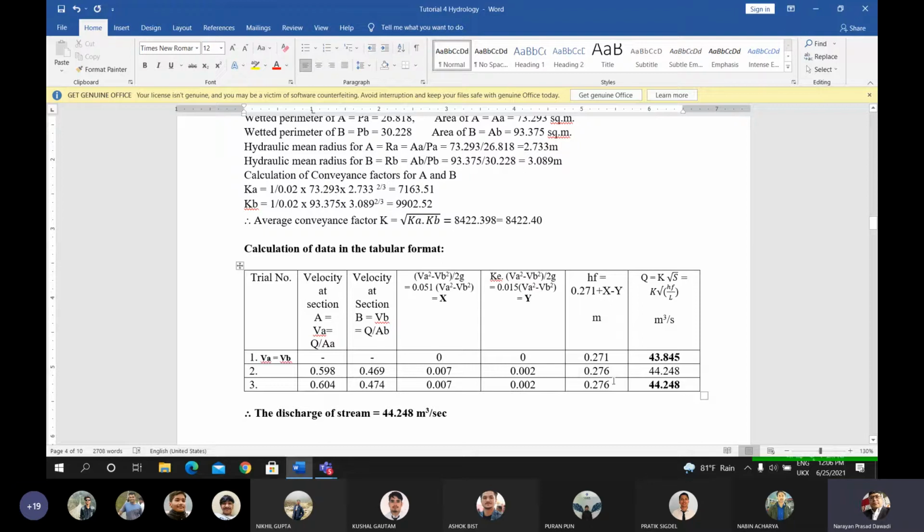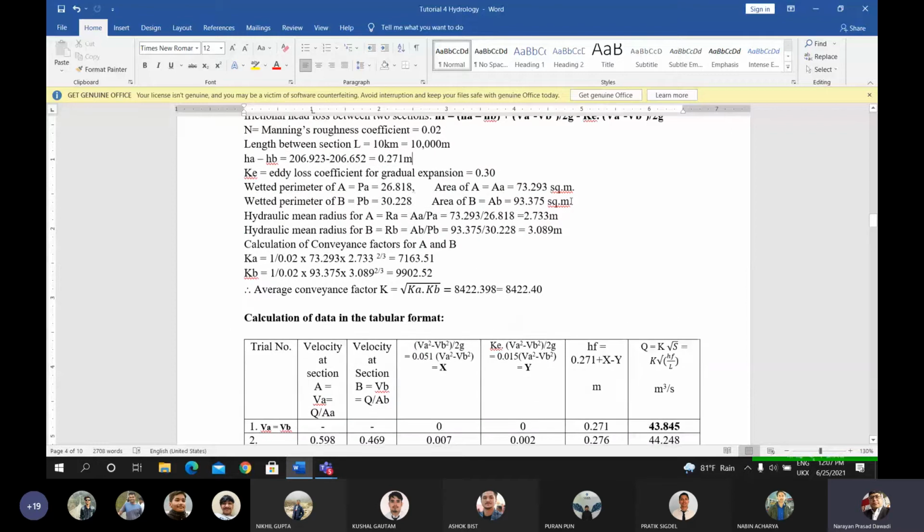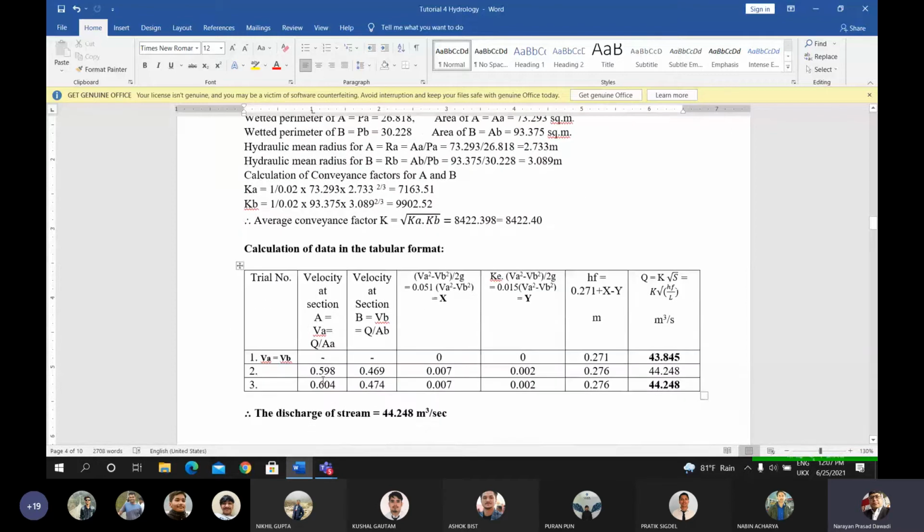After determining the new HF, find again the discharge of the flow using K root HF by L, taking the new HF. You will get the discharge as 44.248 meter cube per second. After knowing this discharge, for the third trial, again determine the velocity: VA is equal to Q by A, that is 44.248 divided by area of section A, 73.293. You will get the velocity as 0.604 meter per second.